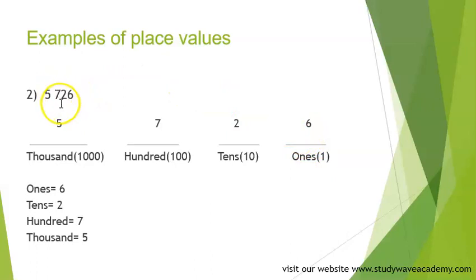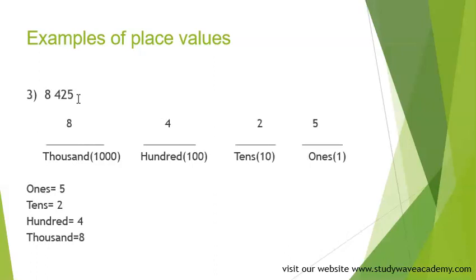So we have 5,726. The ones is 6, the tens is 2, the 7 is 100, and the 5 is 1,000. 5,726. Okay? Did we get that? Good. We have another example here.